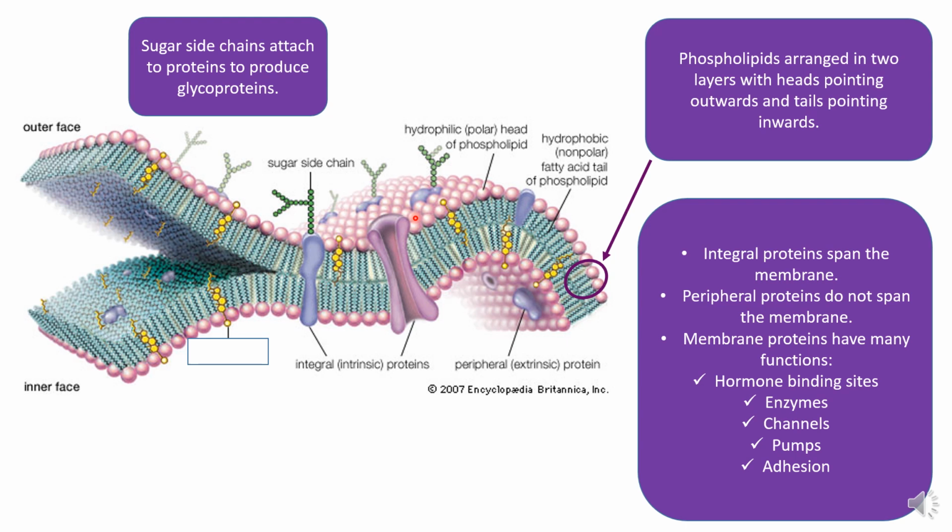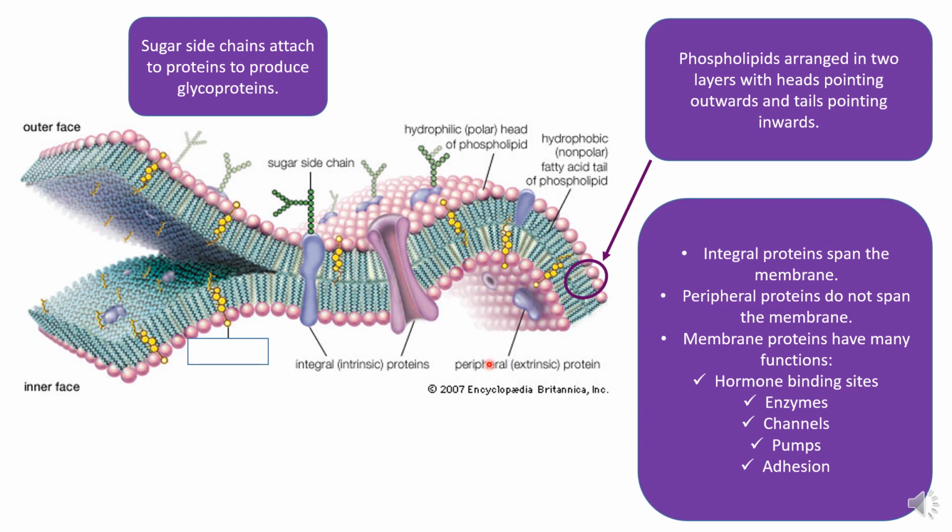One of the functions is that they are hormone binding sites, which is self-explanatory. Obviously just sites for hormones to bind to, and then there would be an effect within the cell as a result of that. Some of the proteins are enzymes, so they catalyze reactions. Some of the proteins are channels, so you can see here that this protein is a channel, making a kind of tunnel through the membrane for things to move in and out.